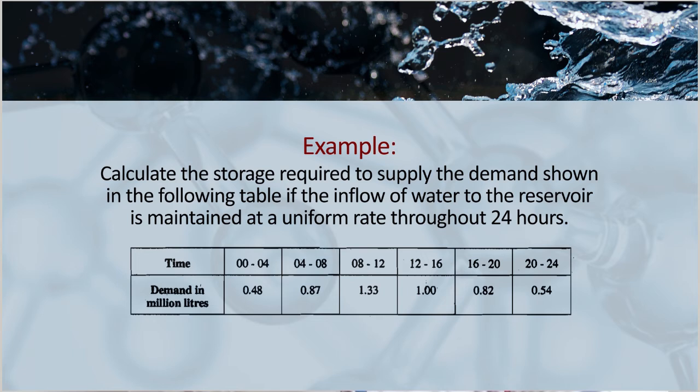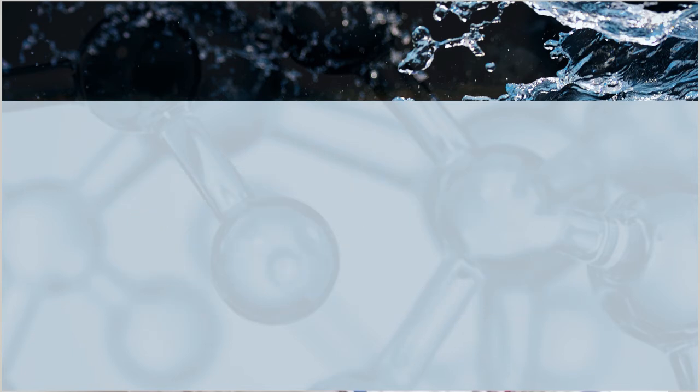So here the example: calculate the storage required to supply the demand shown in the following table if the inflow of water, inflow means supply, to the reservoir is maintained at a uniform rate throughout the 24 hours. So here, time 0 to 4, demand is 0.48 million liters; 4 to 8, 0.87; 8 to 12, 1.33; 12 to 16, 1; 16 to 20, 0.82; and 20 to 24, 0.54.